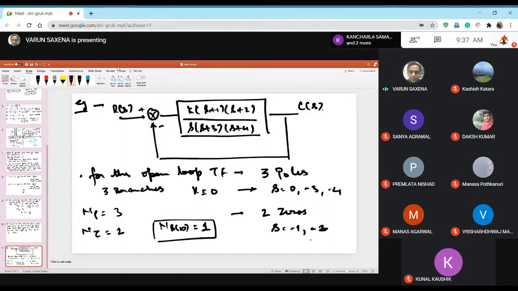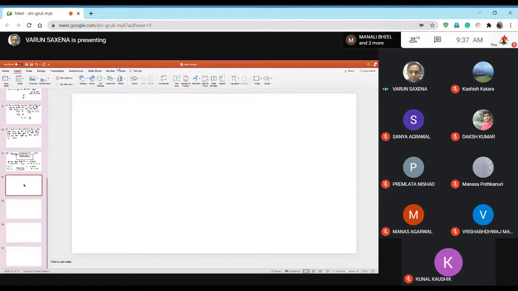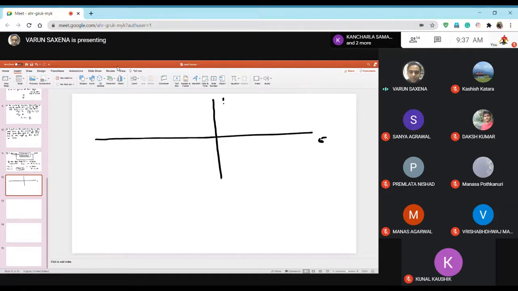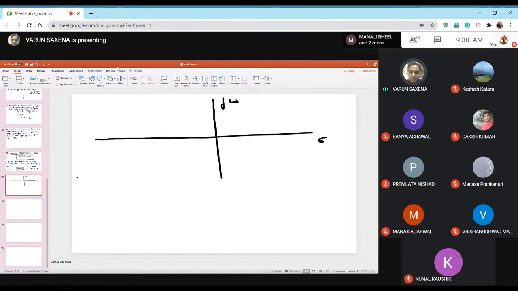Now, just a second. Let me add a few more slides. Okay. Now we want to find out what parts of the root locus lie on the real axis when we draw the graph. That is important to find out. If you look at this, there is one 0, one -3, one -4, one -2, and one -1. So let's plot these points.